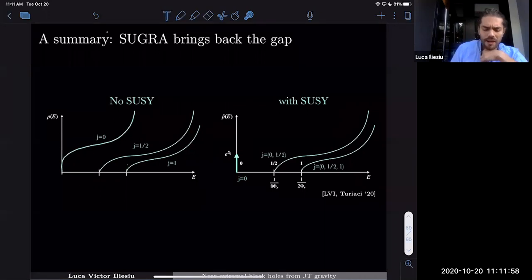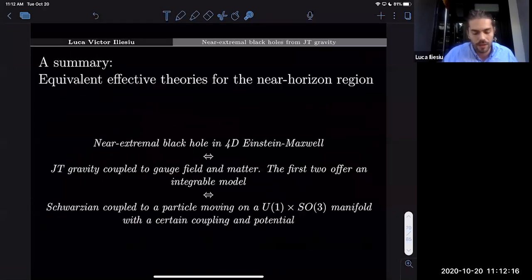And I just want to compare this to the no-SUSY case, where indeed, if you naively look at different spins, it might seem that there's a gap. But if you look at j equals 0, for instance, you'll see that there's a continuum of states starting at each j, so starting at each Kerr-Newman black hole.